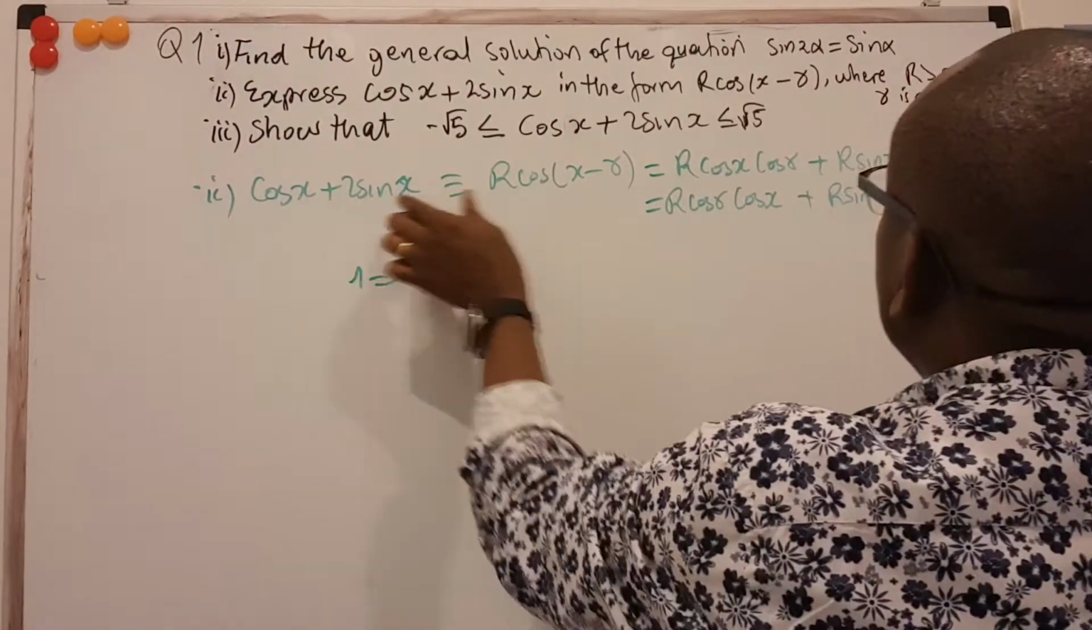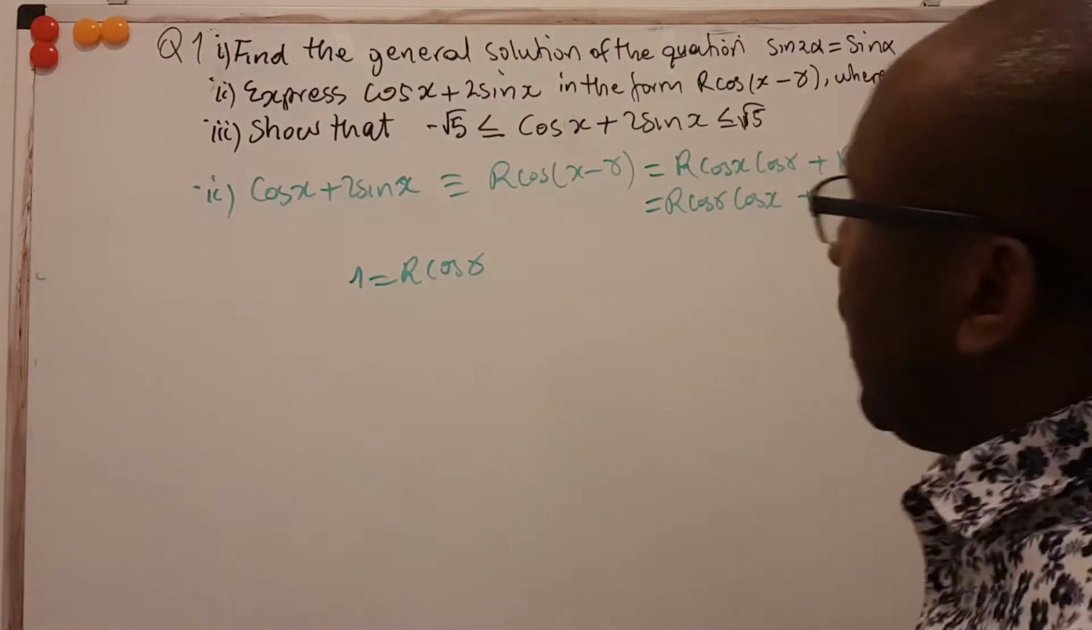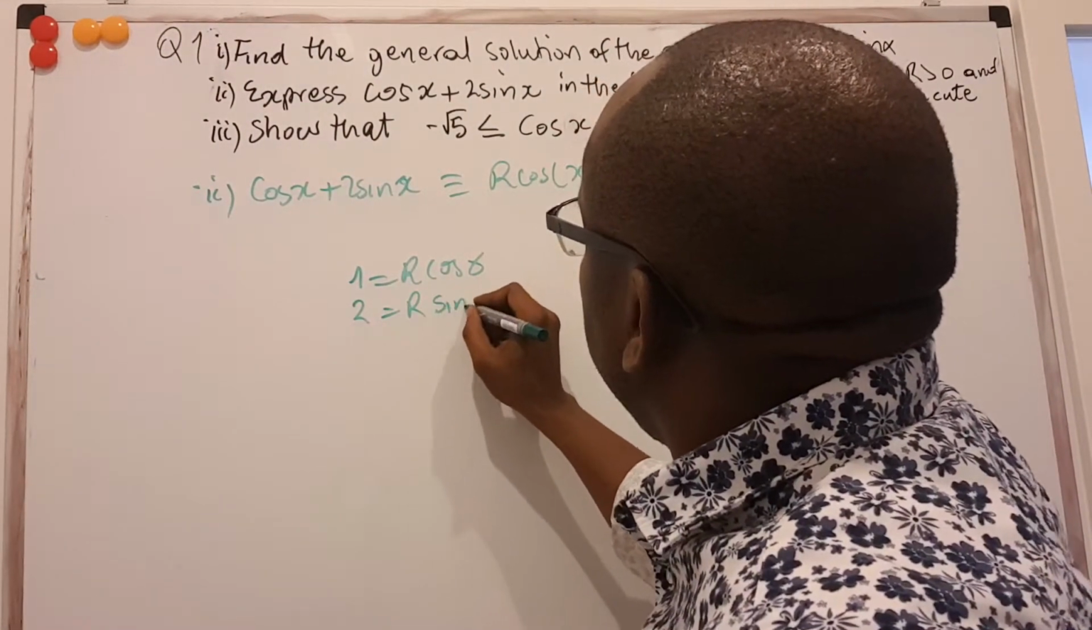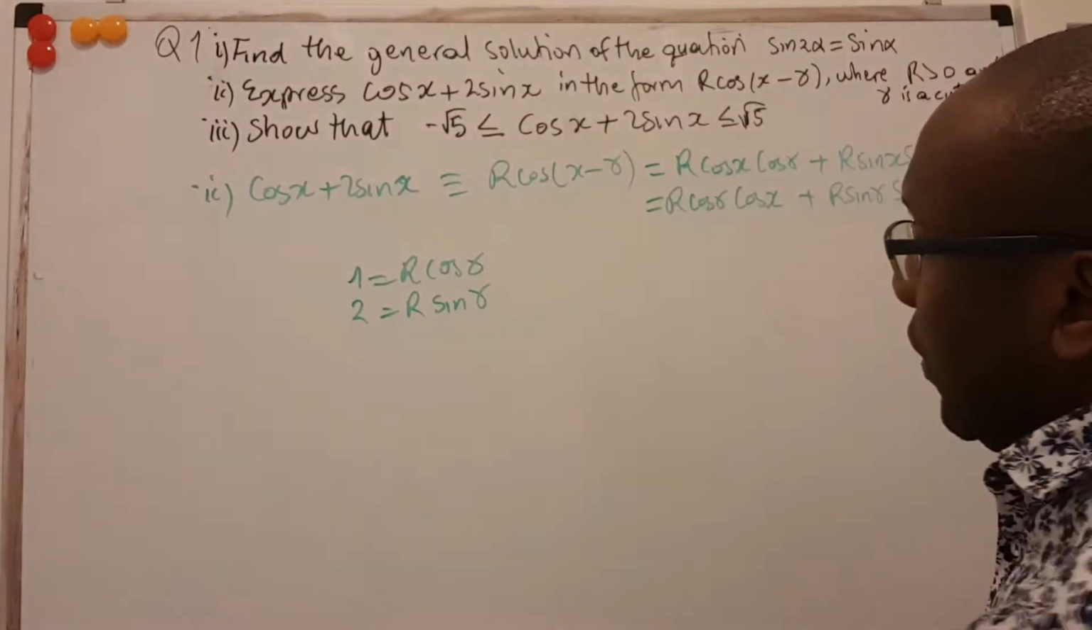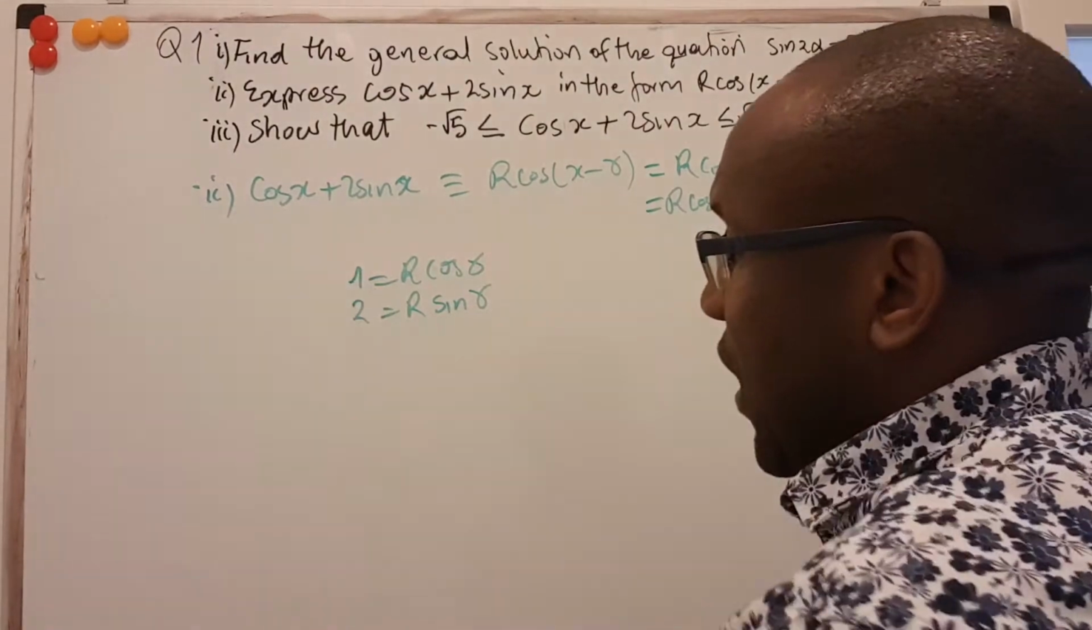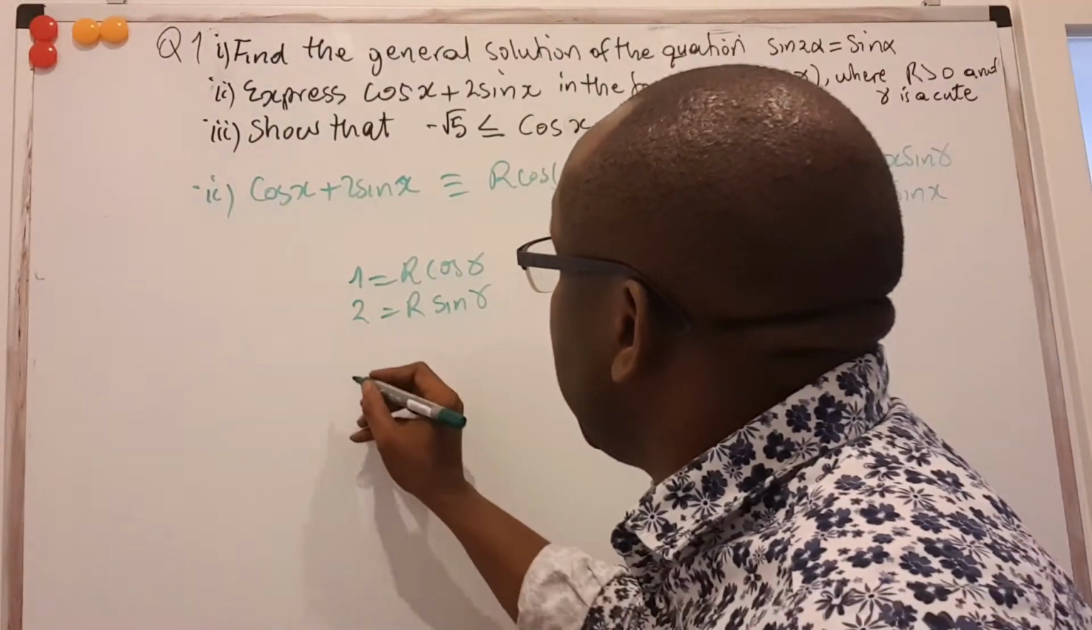And here this is 2. That should match with r sine gamma. So 2 is equal to r sine of gamma. With these two equations, we are able to solve for r by using the fundamental trigonometric identity.